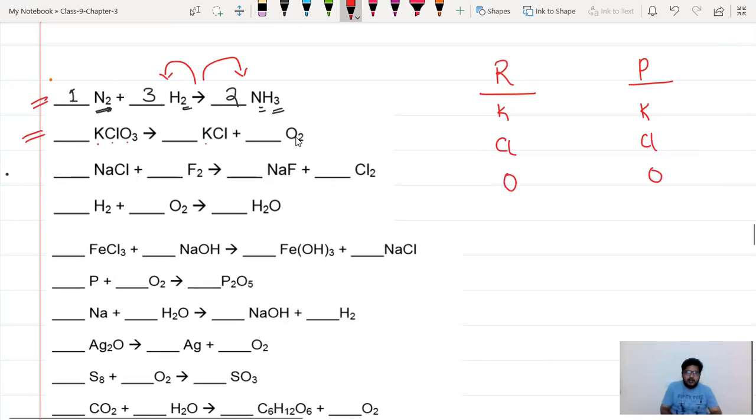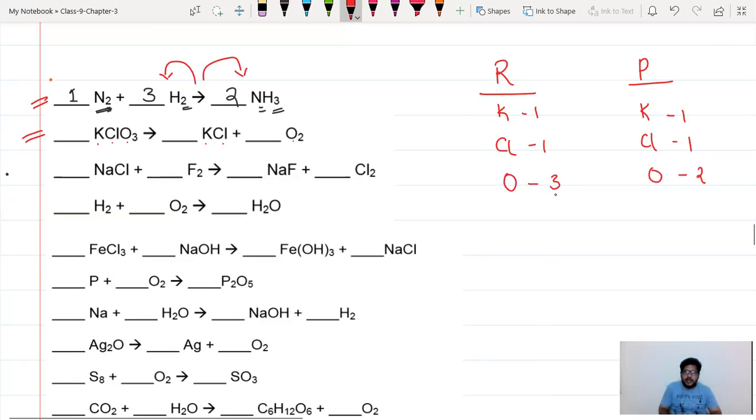K, Cl, O. Okay, reactant side, how many Ks? No number in front. 1. How many chlorines? 1. How many oxygens? That 3 should be given only to oxygen, isn't it? 3. Product side, how many chlorines? 1. How many potassiums? 1. Chlorines 1. Oxygen 2.